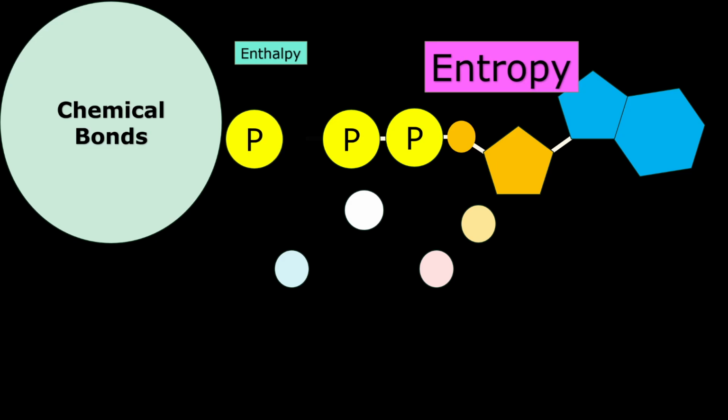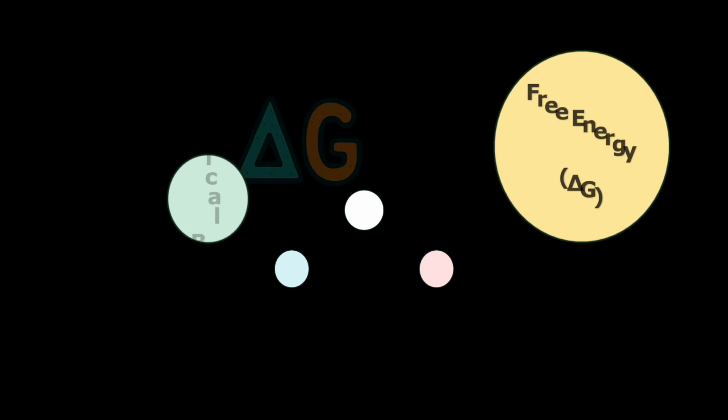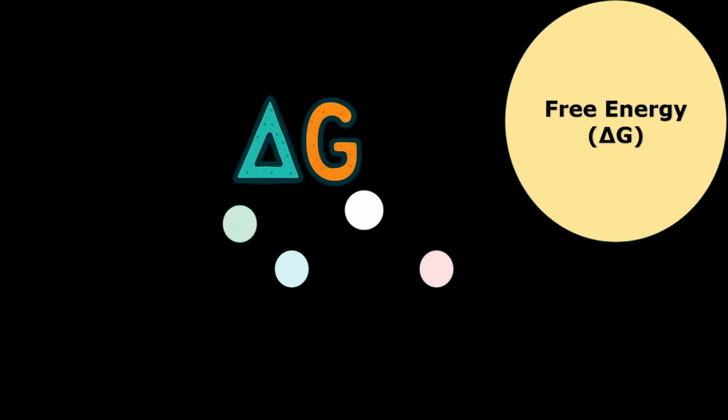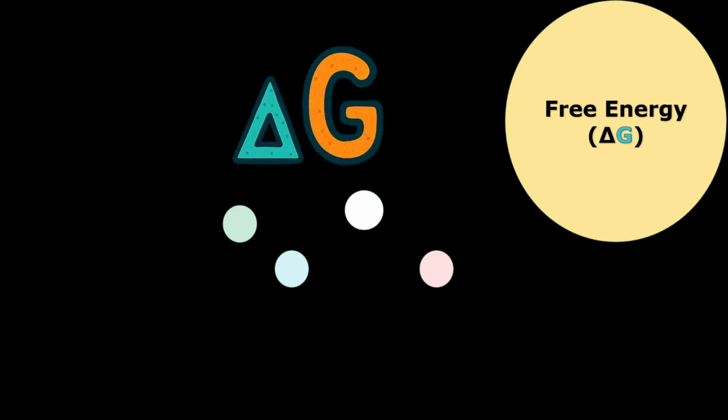Breaking bonds reduces bond count, but increases molecule count. Forming bonds increases bond count, but decreases molecule count. In chemical reactions, we track the free energy change known as delta G. The triangle delta means change, and G is the energy available to do work. So delta G represents how free energy changes across reactions.